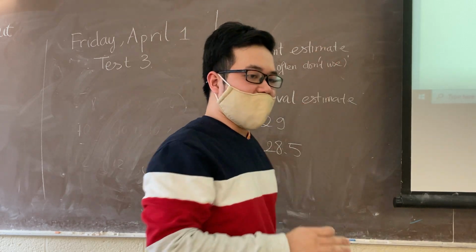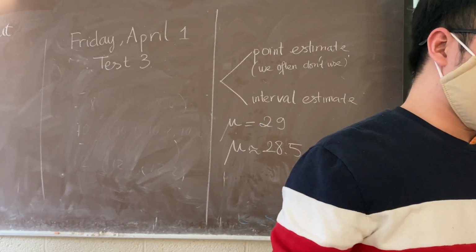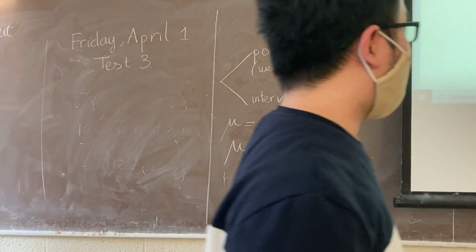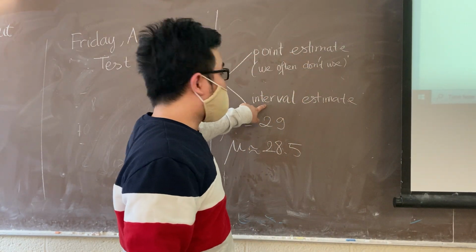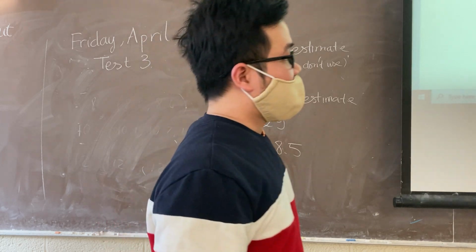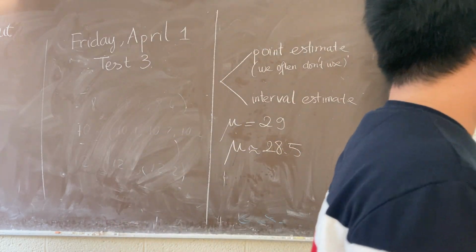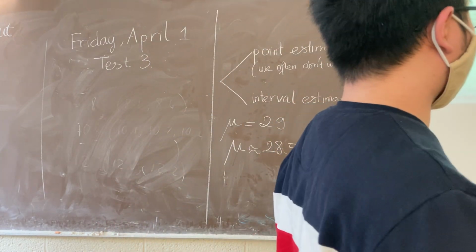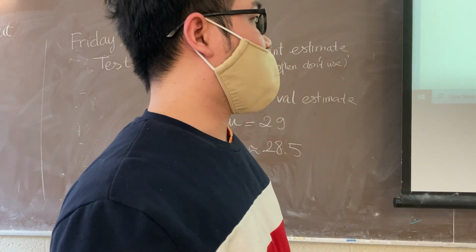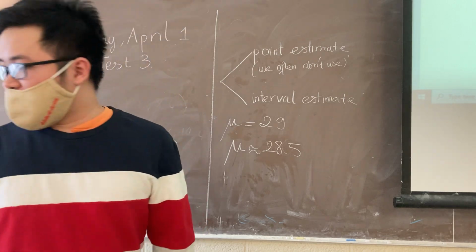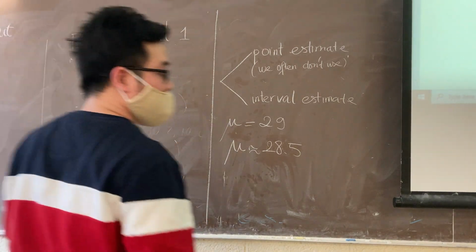But it will play a crucial role in another one, not for the point estimate. We will use this to estimate the interval estimate. What about the interval estimate? An interval estimate is a range of possible values for a population parameter. I will give you an example for this.